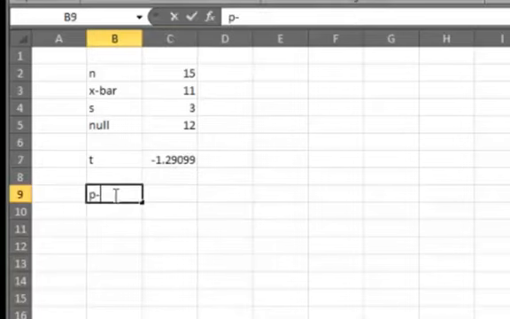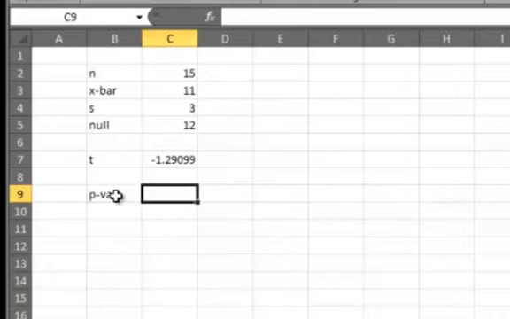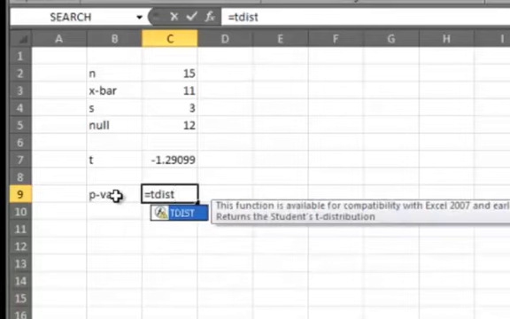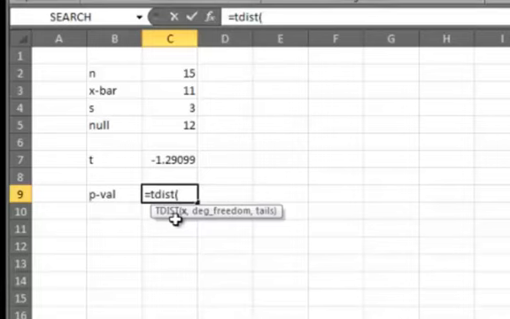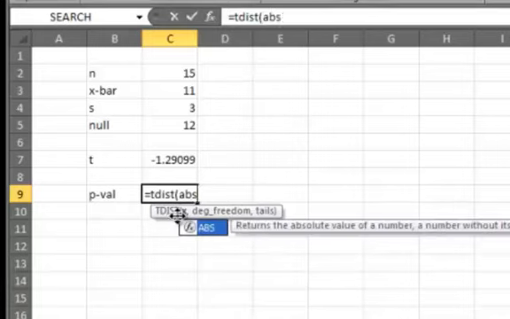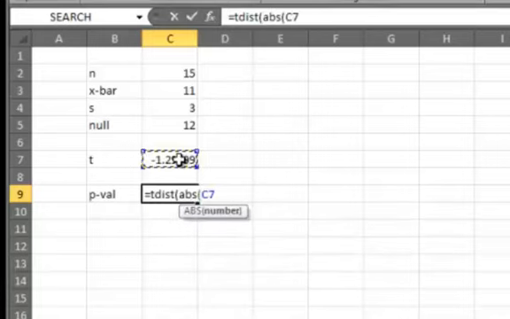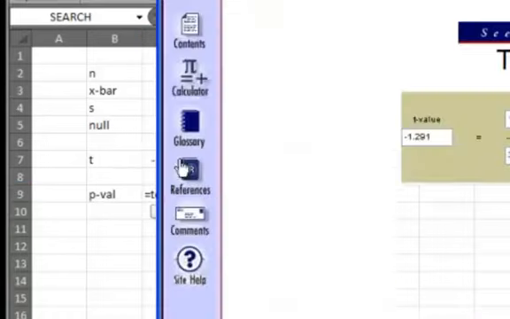So what's now going to be the p-value? That p-value is going to be the probability of being further out in the tail. And I'm going to have to use my t-dist formula to find that out. It wants a positive value of t. So I'm going to just take the absolute value of my t just to make sure I'm getting the positive value. And we're going to utilize the symmetry here.